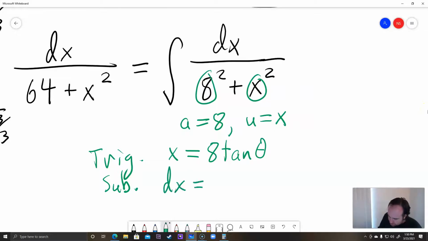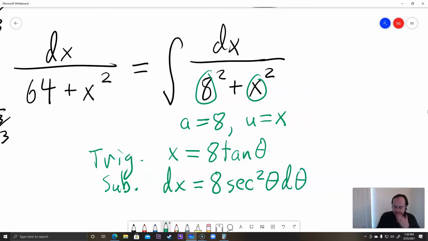is going to equal 8 times secant squared of theta. Okay, and then if we multiply both sides by d theta, this is our dx d theta. If we move d theta to the right side, we get dx equals 8 secant squared of theta d theta.